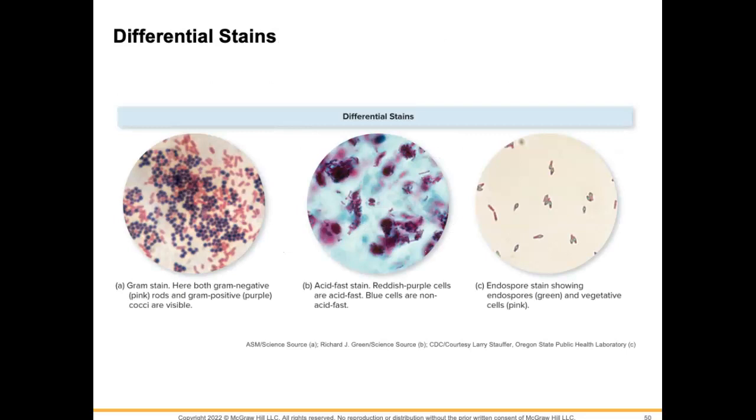So here's some examples of differential stains. So we have some gram-negative rods and some gram-positive cocci. So the blue, purplish blue are gram-positive cocci. They look like little circles. And then the rods are rod-like. Those are pink. So those are gram-negative. And then these darker ones are gram-positive.